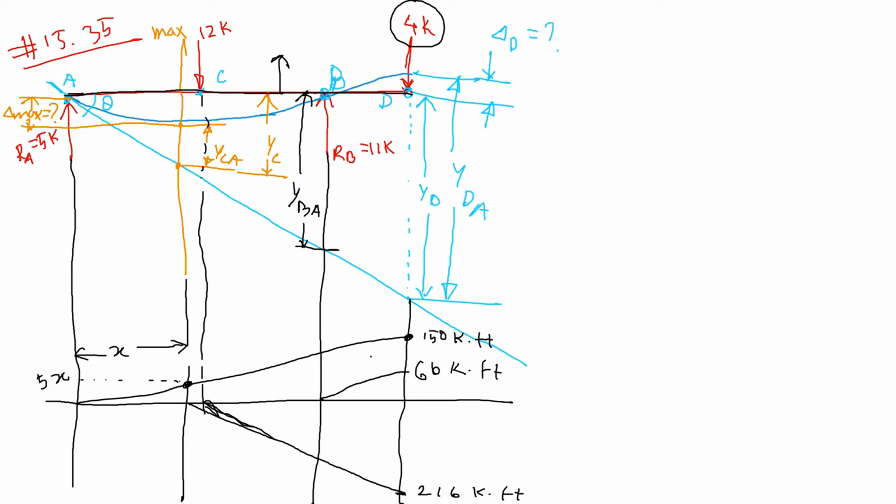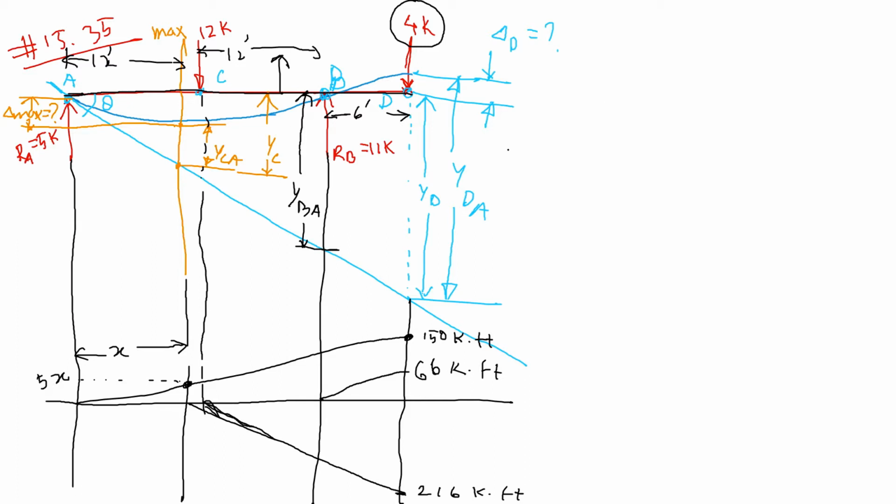So I have drawn this individual moment diagram for that 5k, which is 5 times 30, since the total beam is 30, which is 150k. Then I have done that for the 12k: 12 times 18, that is 216k-feet. Then the reaction at B is 11, this is 6 feet from D, this is 12 feet from B, and A to C is another 12 feet. So the individual moment curve is drawn.